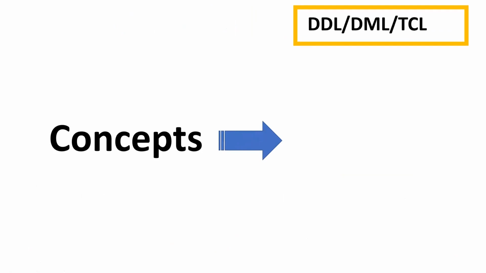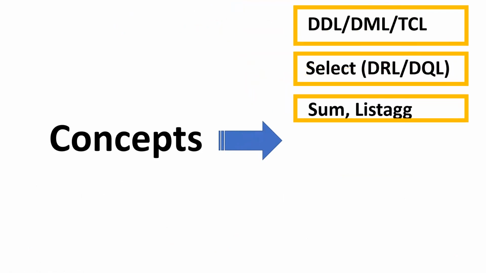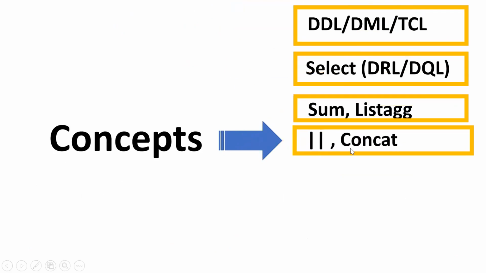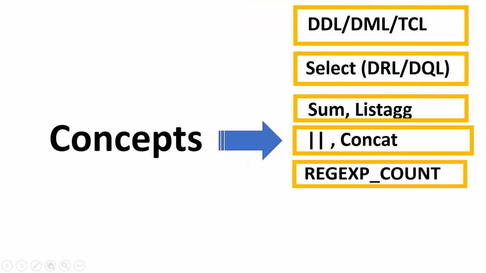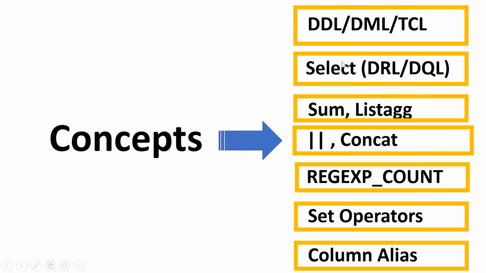If you want to solve this requirement, you should have a better understanding of the following concepts. We should know how to create a table, DDL, DML, TCL, then select, DRL or DQL. We should know an aggregate function and LISTAGG, concat or pipe symbol to club two or more strings, regular expression count, set operators, and column alias. These are the concepts you should be aware of. If you know these concepts, the requirement will be easy to understand.